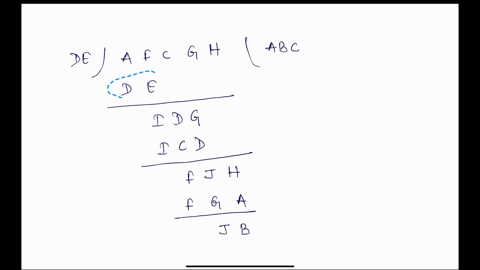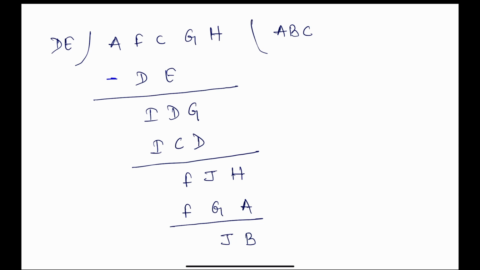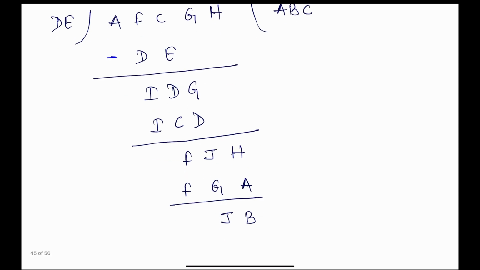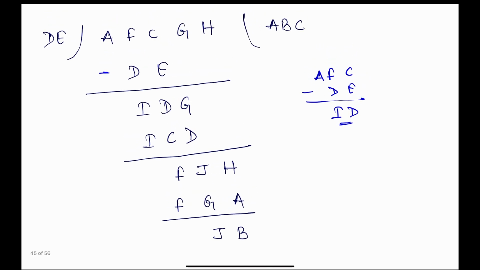as we already discussed, DE should be here, DE will come here, and with DE we will subtract. E minus E will be D, and after this minus part, AFC minus DE gives us ID. Okay, and then G will come. So for IDG, we are multiplying DE with B and we are getting ICD.